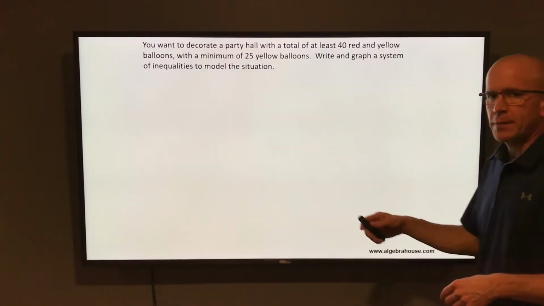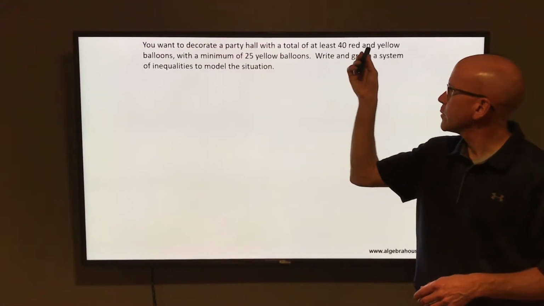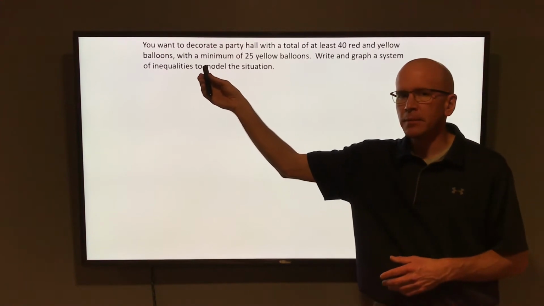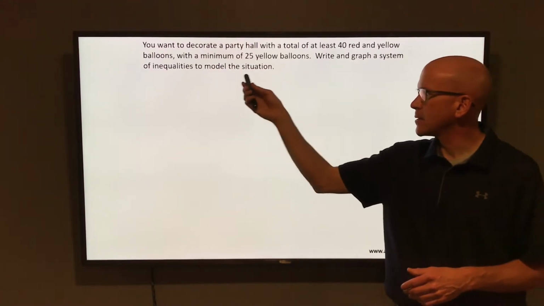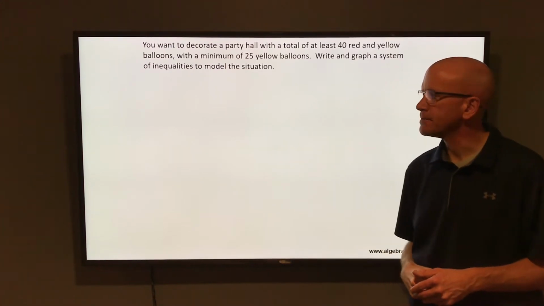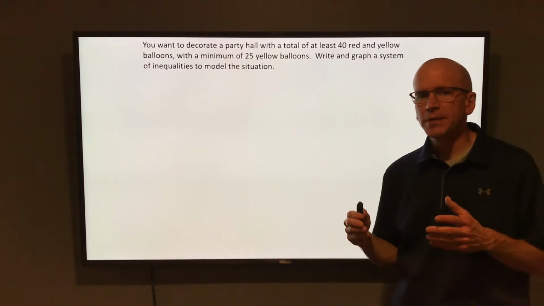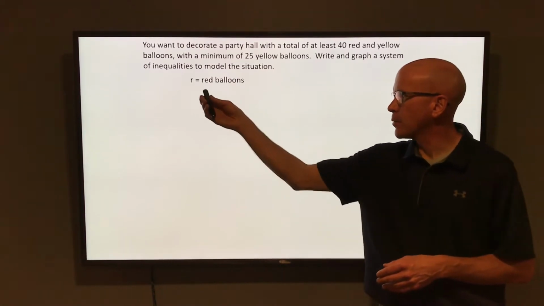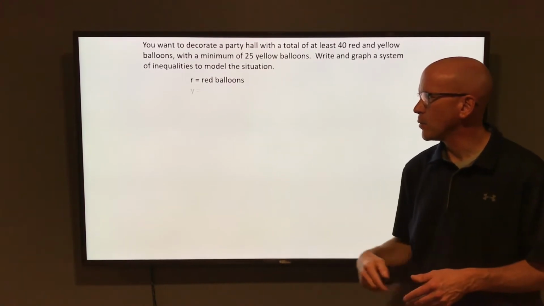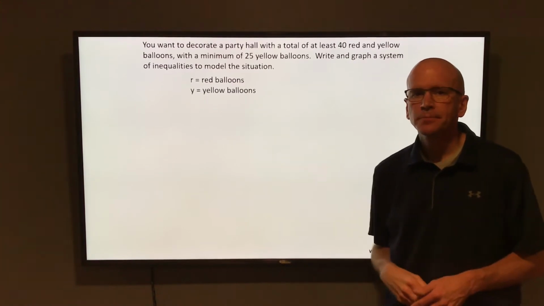You want to decorate a party hall with a total of at least 40 red and yellow balloons. You need a minimum of 25 yellow balloons. I'm going to graph a system of inequalities to model this situation. So we're going to let variables represent the number of red and the number of yellow balloons. So let R equal the number of red balloons, Y would equal the number of yellow balloons.